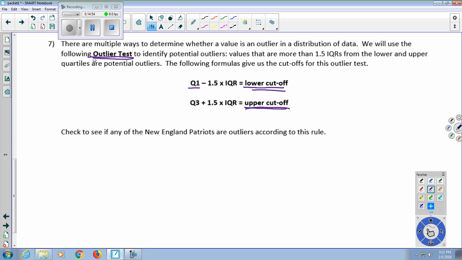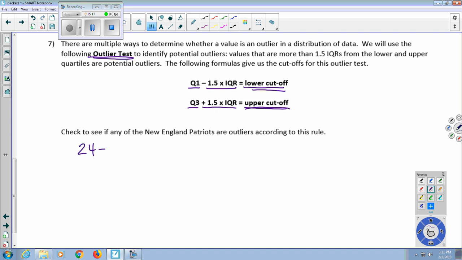It's Q1, we know that, minus 1.5 times our IQR. So these are all things that we've been working with, and then the upper cutoff would be Q3 plus 1.5 times our IQR. So first, let's calculate our lower cutoff for the Patriots.